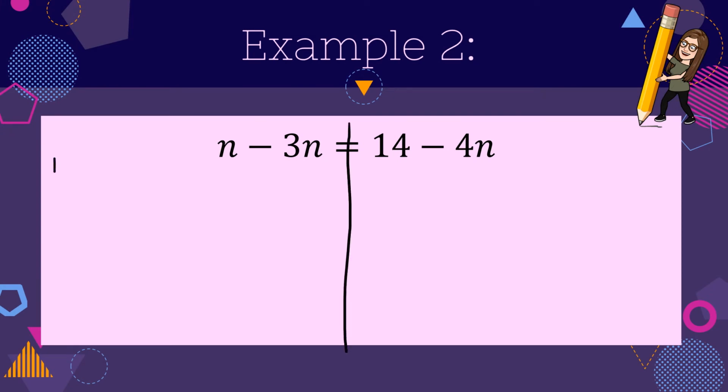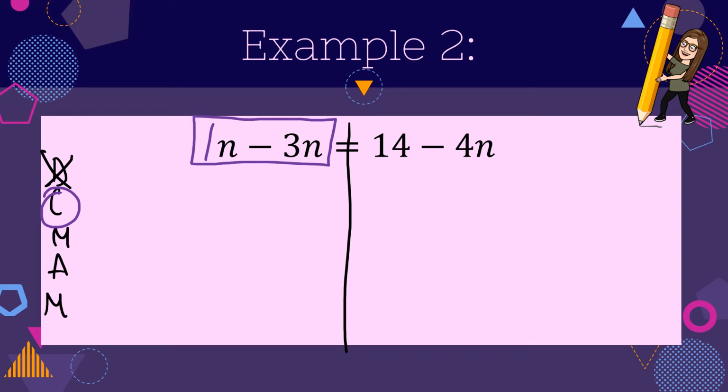I'm going to list my steps. Don't call me after midnight. All right. There is no distribution. Combine. I can't. Ooh, I can. I've got a combining step here. Let's look at that left side. I have 1n minus 3n. They're together on the same side, so let's take care of that. Those would combine to get me a negative 2n. Everything else falls down.